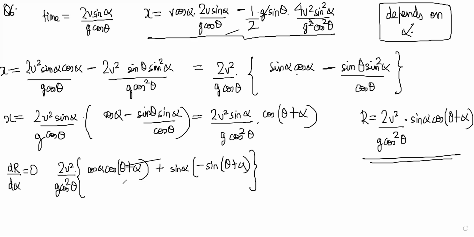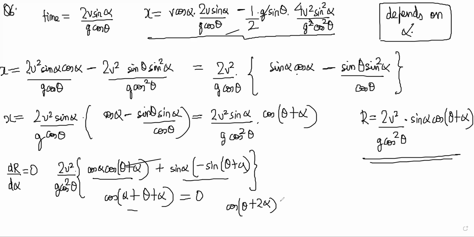This is the derivative. So this becomes simply cos of alpha plus theta plus alpha. This is cos minus sine, which is again the same formula. So this is equal to 0. So that means cos of theta plus 2 alpha must be equal to 0.